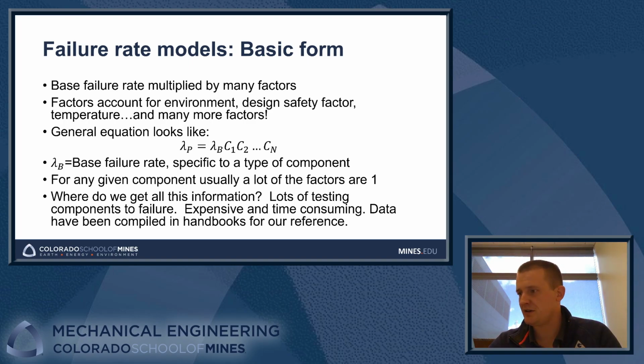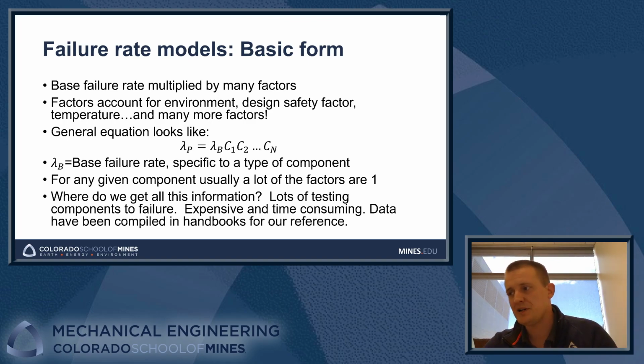Just to relieve you a little bit, for any given component, usually a lot of these multiplying factors end up coming out to 1, because they're either not relevant or our conditions are mild enough that they don't have a significant effect on the reliability of the part. So we just assume that those constants are 1 if they're not relevant.